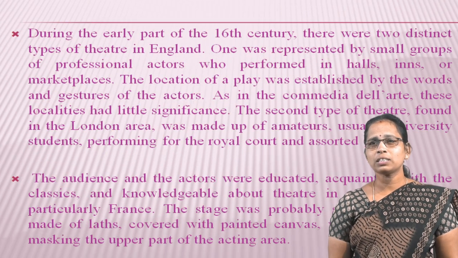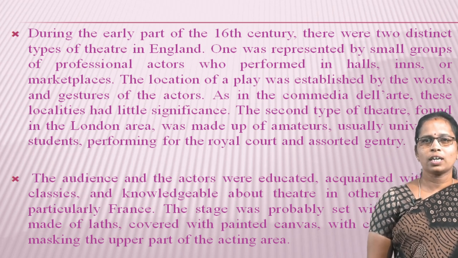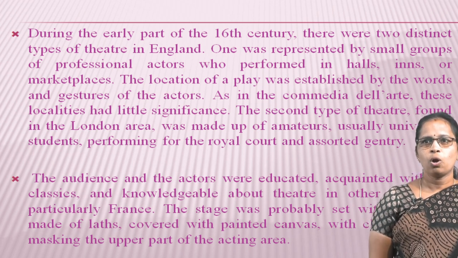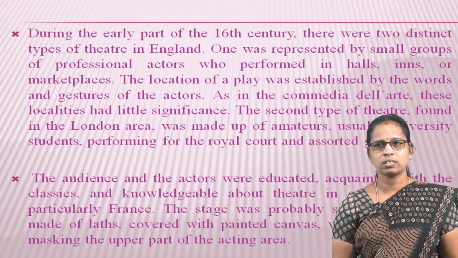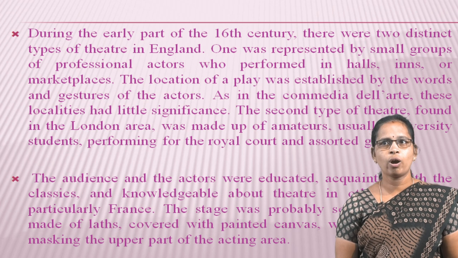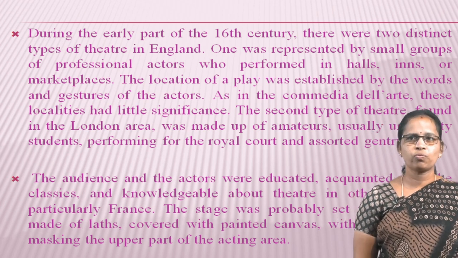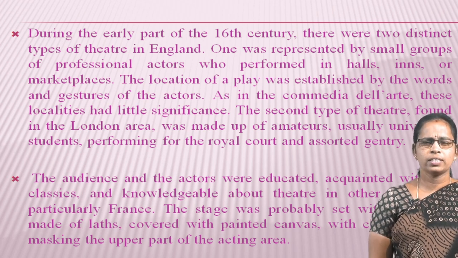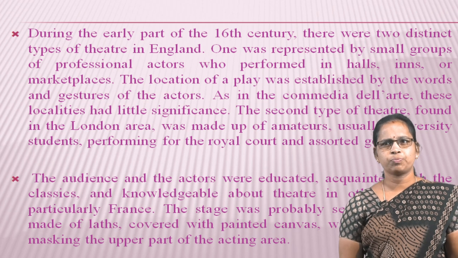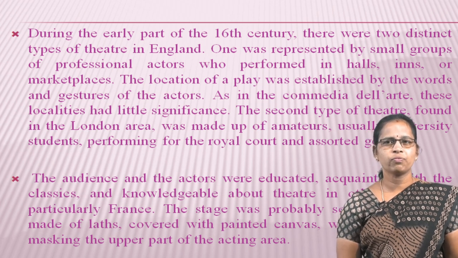During the early part of the 16th century, there were two distinct types of theatres in England. One was represented by small groups of professional actors who performed in halls, inns or marketplaces. The location of the play was established by the words and gestures of the actors. As in the Commedia dell'arte, these localities had little significance.